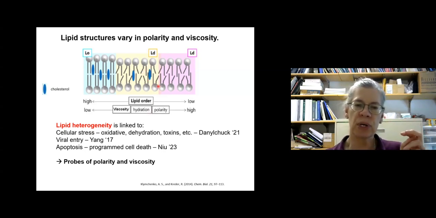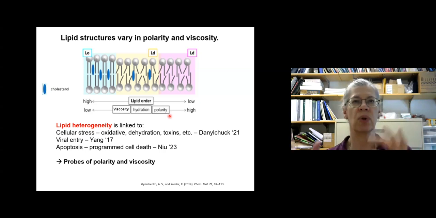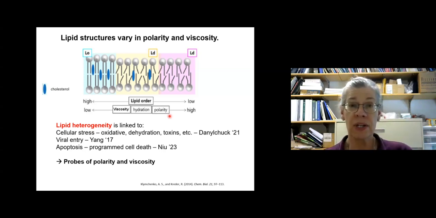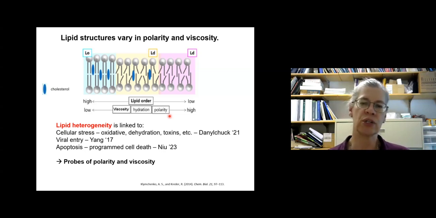Those phospholipid regions which have more disorder have higher polarity and higher viscosity as a result. So changes in polarity and viscosity in a membrane are indicative of lipid heterogeneity. And that is linked to a number of cellular processes, including stress from exposure to oxidative agents, dehydration, metabolic stress, viral entry, and even programmed cell death, which all show changes in lipid heterogeneity. So there's a motivation to understand and develop probes of lipid polarity and viscosity.